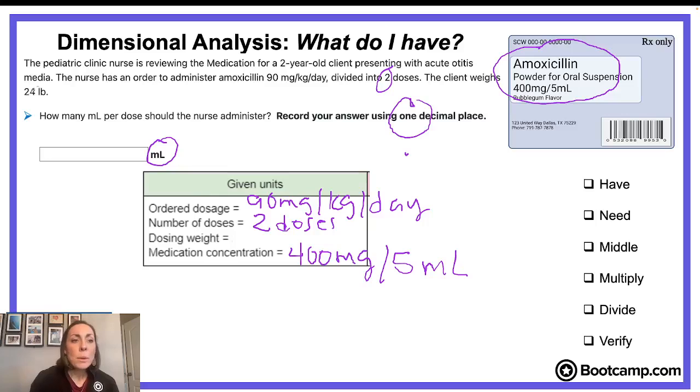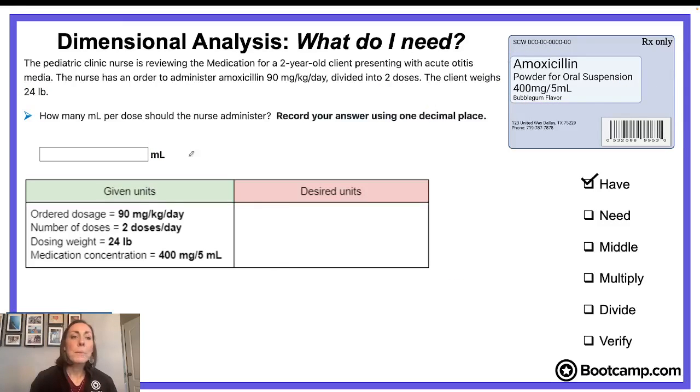And then my dosing weight is 24 pounds. Perfect. So let's look at what we need. So what do we need here? What are we solving for? We want to learn how many milliliters we're going to give, right? So milliliters per dose. Okay, so let's set up how this equation is going to look.